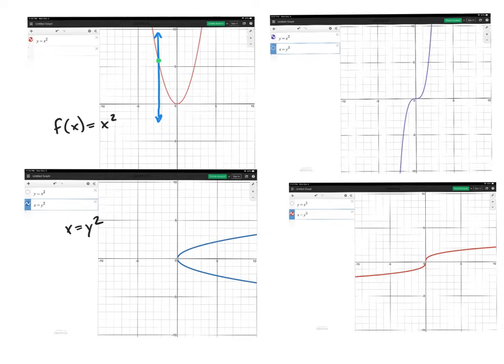The fact that anywhere I draw a vertical line, I get exactly one intersection between my graph and my vertical line is called the vertical line test. I can draw a blue line wherever I feel like, and I'll get exactly one intersection. One intersection here, one intersection here, one intersection here. That's the vertical line test.